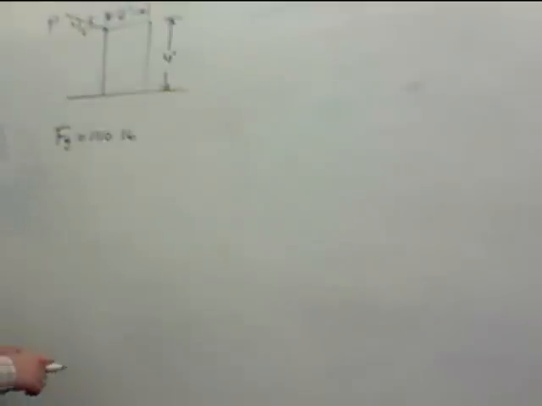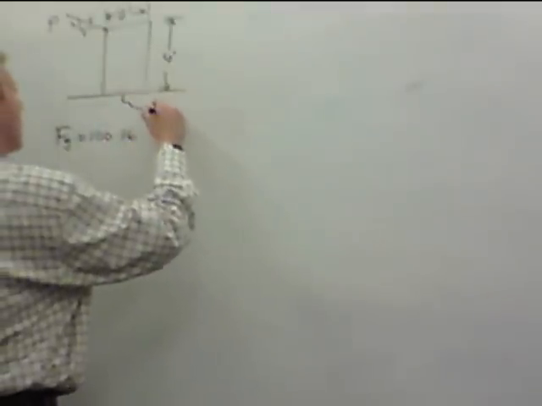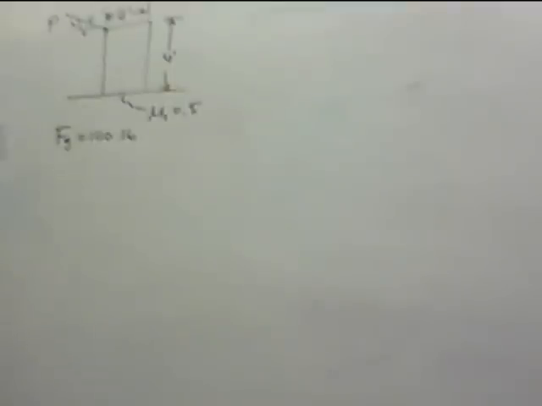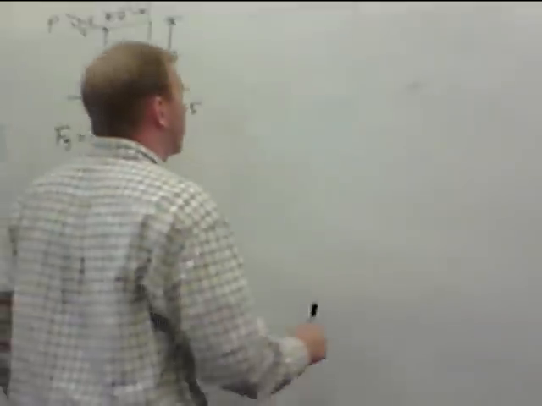So this looks like, oh, I'm going to give you guys a coefficient of friction. You're going to need that. Mu s here is 0.5. Okay, so we can do a free body diagram.